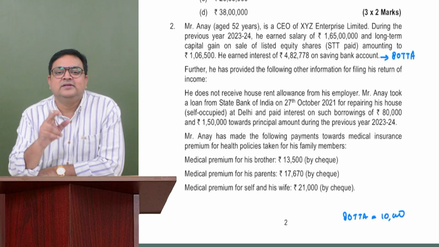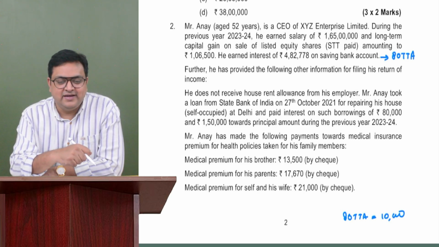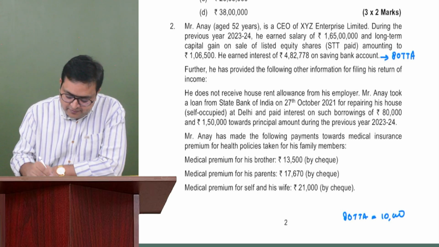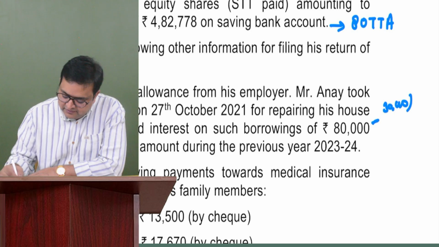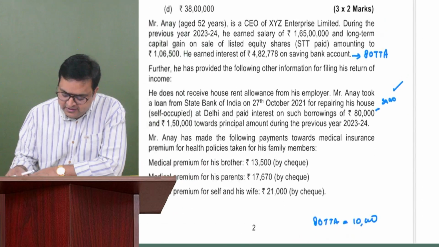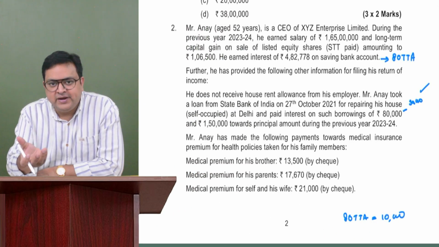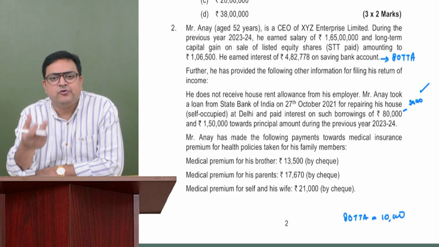Because he has taken the loan for repair. Agree? So for house property, his 80,000 would not be allowed as interest. It would be only 30,000 interest. Right? So 30,000 will be allowed under house property. NAV would be nil, self-occupied. 24A would be nil, 24B would be 30,000.